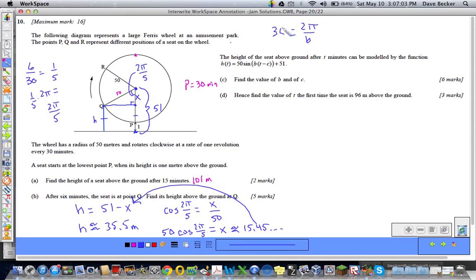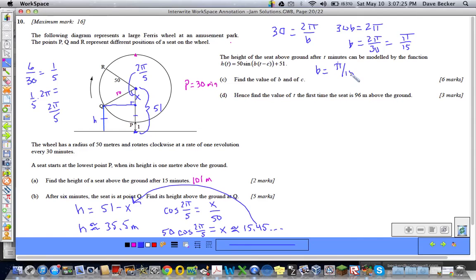So 30b equals 2 pi. Divide both sides by 30: b equals 2 pi over 30, which is equal to pi over 15. Bam! So b equals pi over 15, not 2 pi over 15.